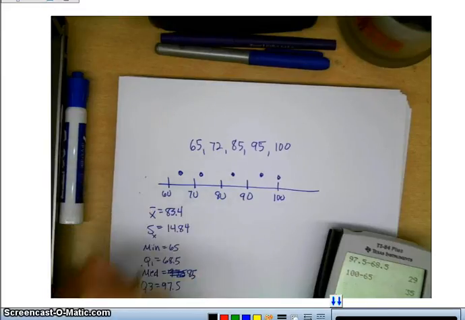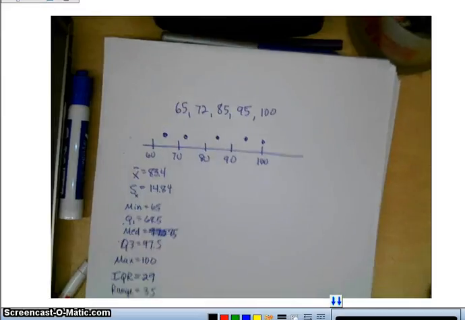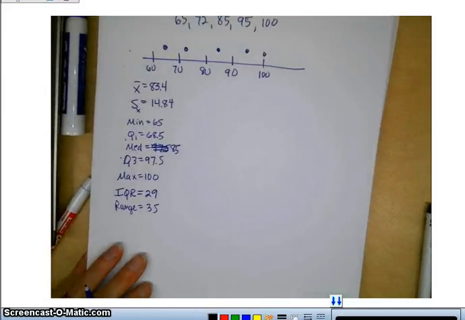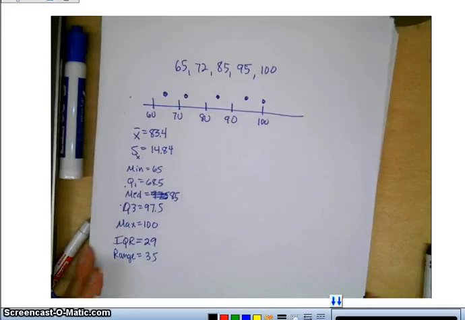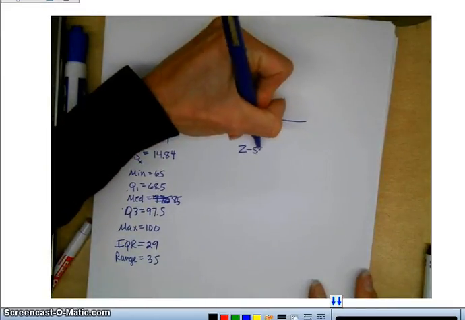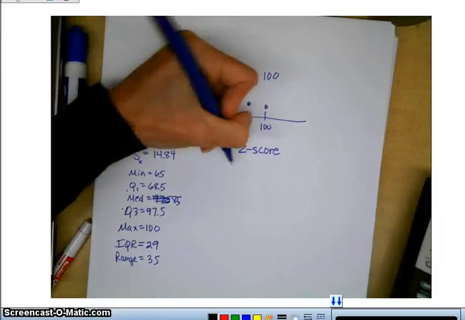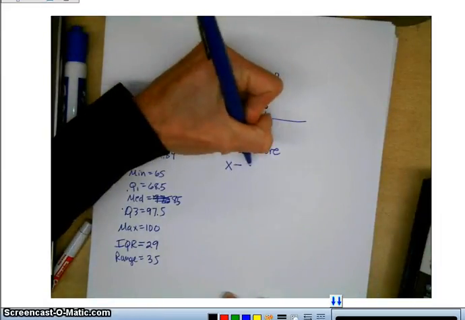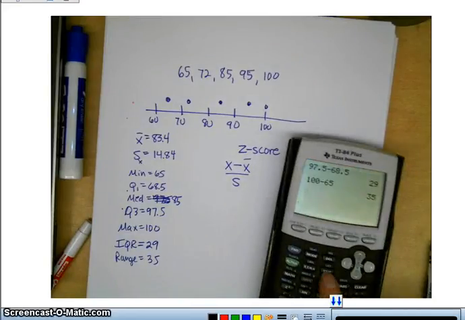Alright, so this is my raw data that I have, and this is basically what I have when I get your test graded. What I want to do is change these into z-scores. A z-score takes each of my observed values, and it takes x minus the mean and divides by the standard deviation. So I can actually do that in my list.